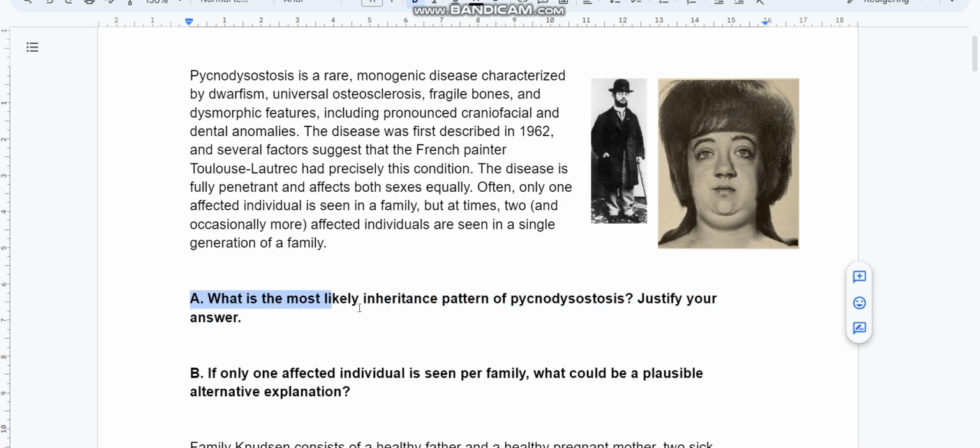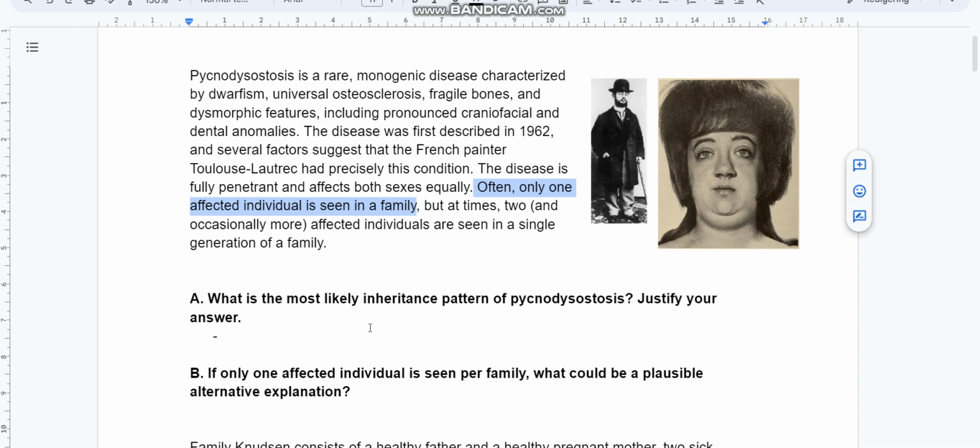The first question is, what is the most likely inheritance pattern of pycnodysostosis? Well, whenever you want to do something like this, I just like to exclude things, right? And so we can exclude mitochondrial, because remember that all mitochondrial DNA comes from the mother, and she will make sure that all her children will have the expressed phenotype. But right here we see that only one affected individual is seen in a family typically. So it cannot be mitochondrial.